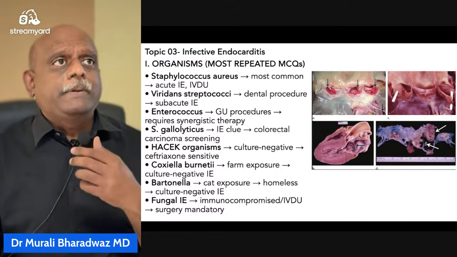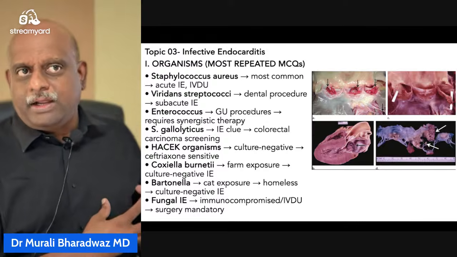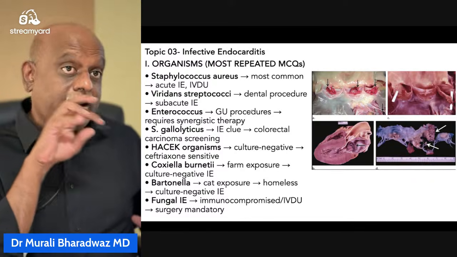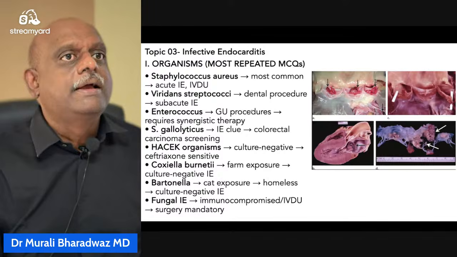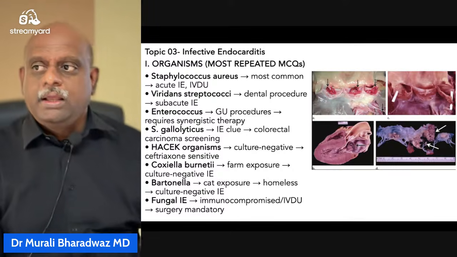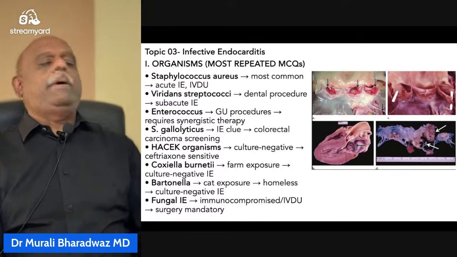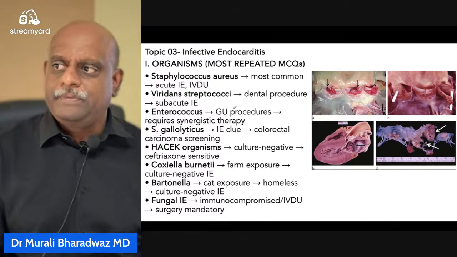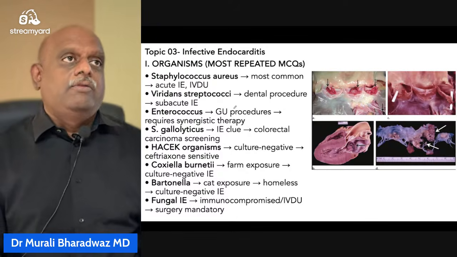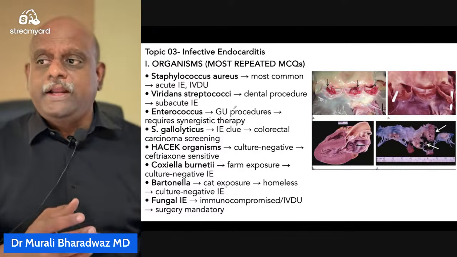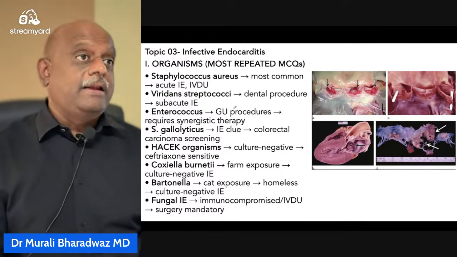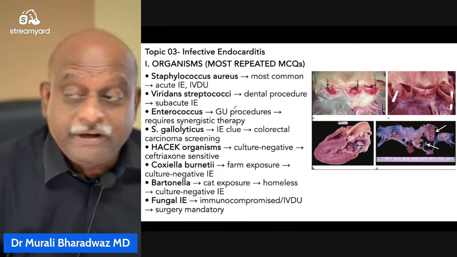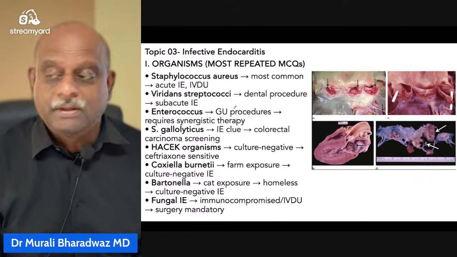In a few people who have valvular heart disease, if they undergo a dental procedure, the organisms will go and cause infective endocarditis. In that scenario, it is called subacute infective endocarditis, which is due to viridans streptococci. Similarly, whenever you do any genitourinary procedures, then enterococcus can lead to development of infective endocarditis.